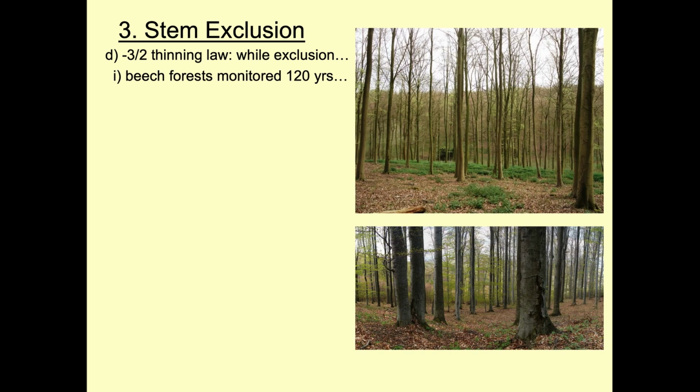A term associated with stem exclusion that you should be familiar with is the -3/2 thinning law. So while stem exclusion occurs primarily during the stem exclusion stage, it is actually a continuous process that begins during the stand initiation stage and continues through the old growth stage. So looking at this specific example, this beech forest was monitored for 120 years.